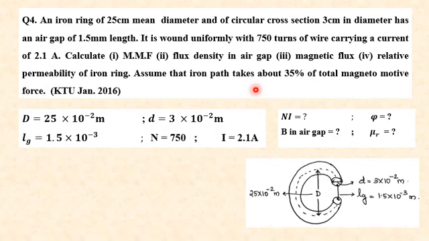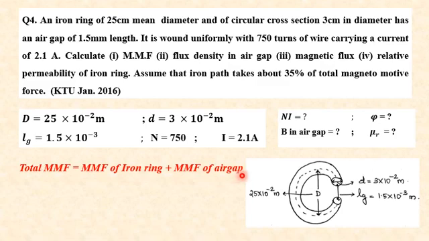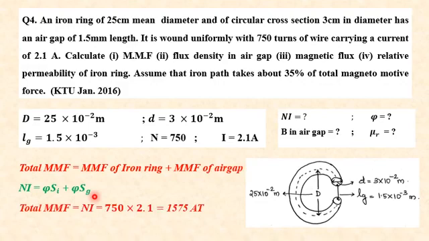Hence, the equation for total MMF is: total MMF is equal to MMF of iron ring plus MMF of air gap, since there are only two materials, one is the iron ring and the other is the air gap. Substituting, total MMF, that is Ni, equals MMF of iron ring, that is phi into Si, plus MMF of air gap, that is phi into Sg. First we can find the total MMF, Ni equal to 750 into 2.1, that is 1575 ampere turns.